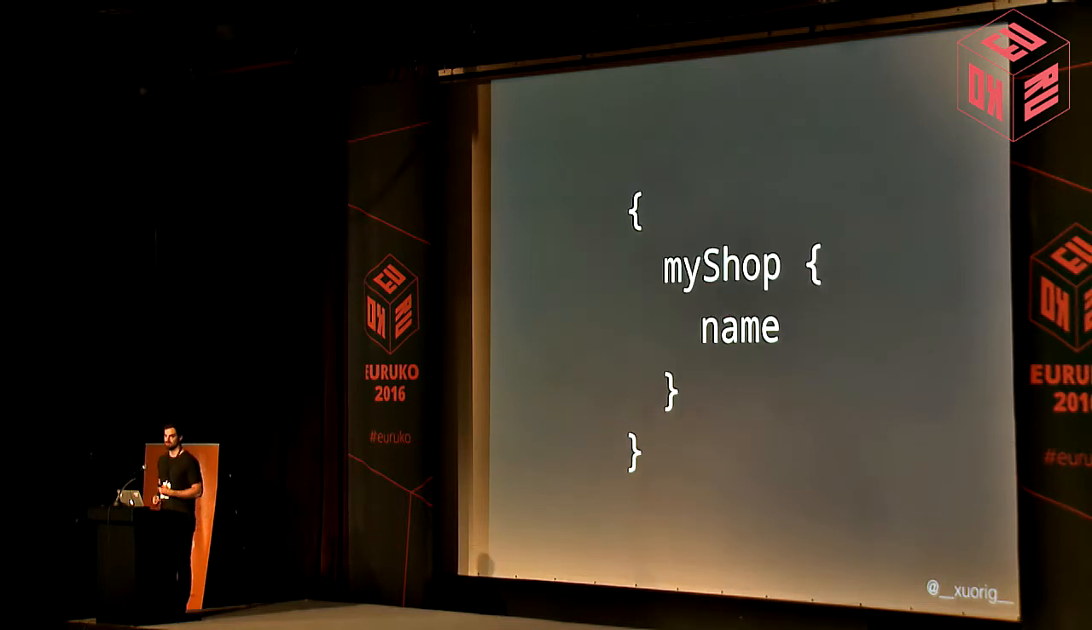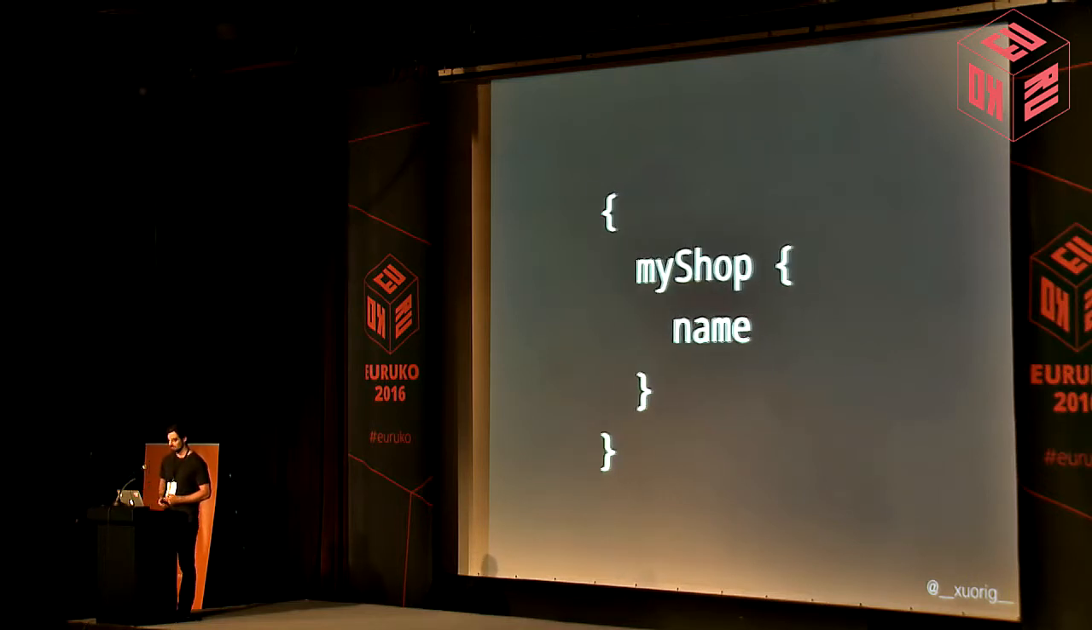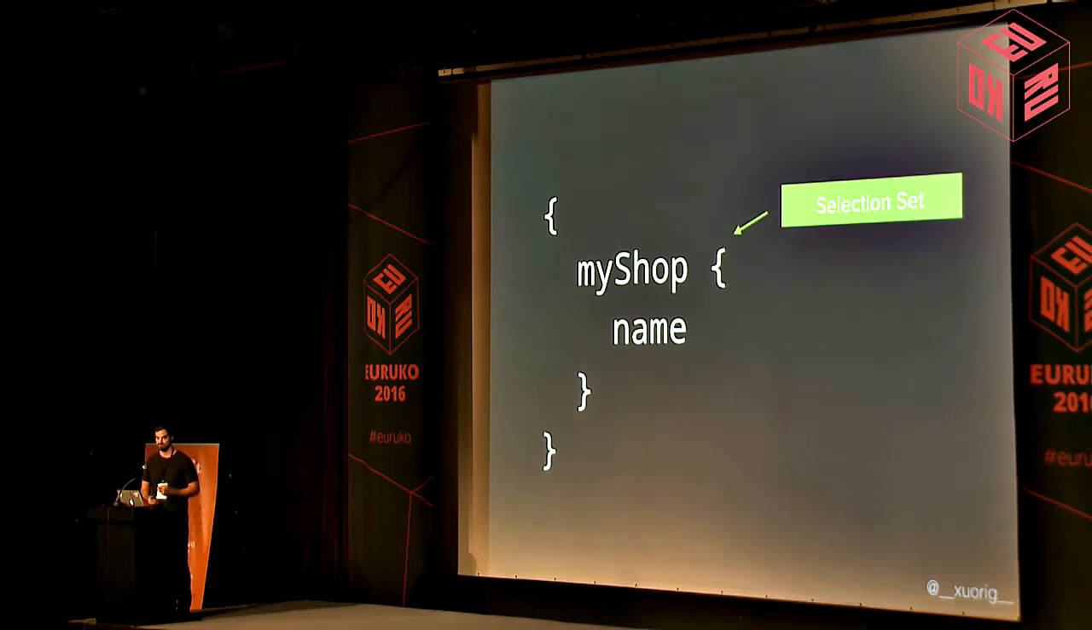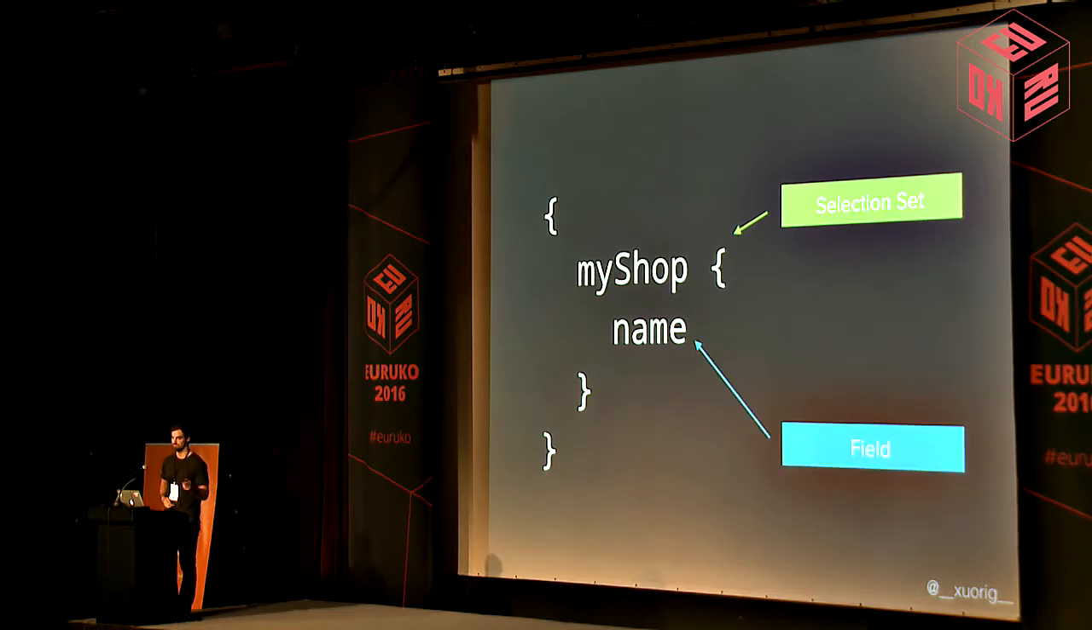So this is a bit of my hello world example here. This query here is basically fetching my shop and its name. So I want the name of my shop. And what we have here, we have selection sets, right? The brackets here. And these tell GraphQL, I want to select these fields on that object. So it's fairly simple.